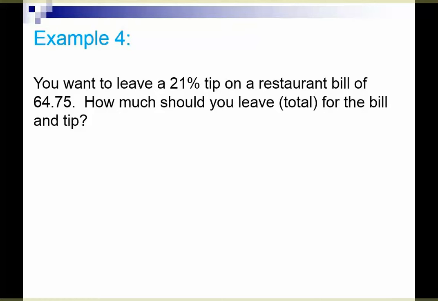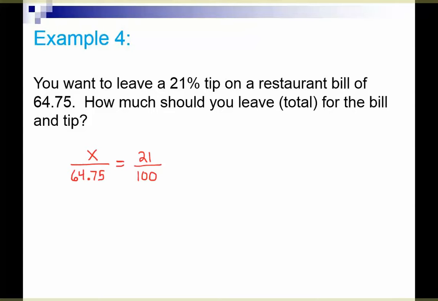All right, let's see how we did. This is kind of a two-part problem, so hopefully you went through both parts here. A part out of a whole equals some percent out of 100. My proportion here was X out of 64.75 equals 21 out of 100. And the reason I went that route is because we already know what the percentage is.